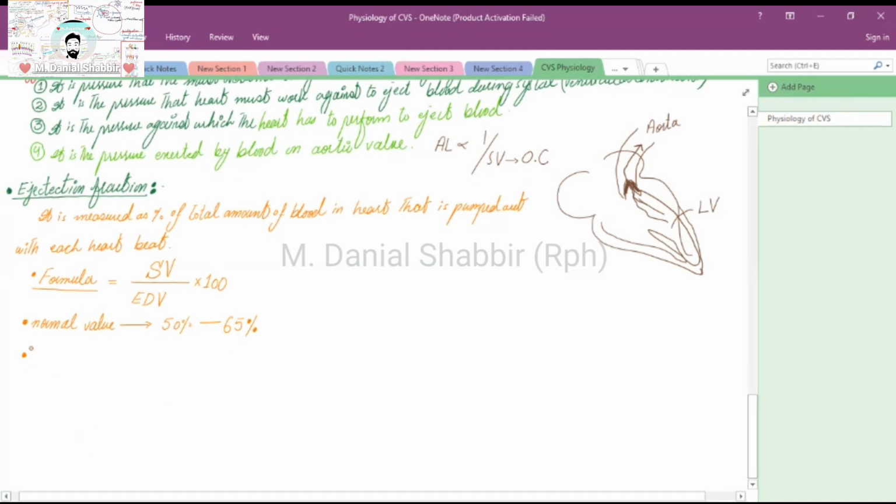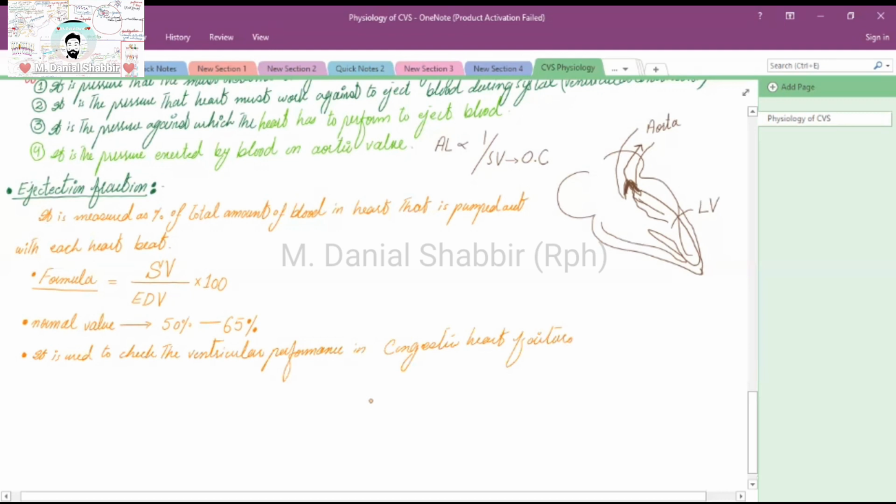इसकी इंपॉर्टेंस क्या है? It is used to check the ventricular performance in congestive heart failure, which is a disease, right?